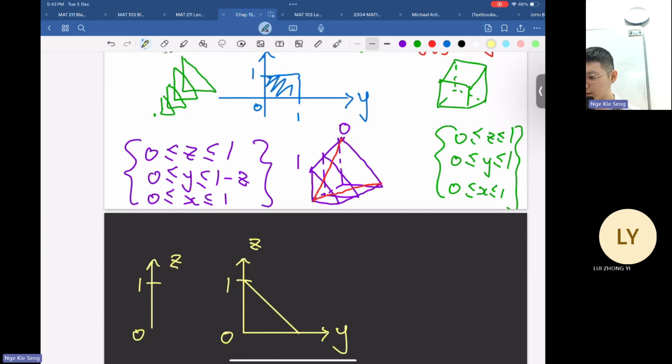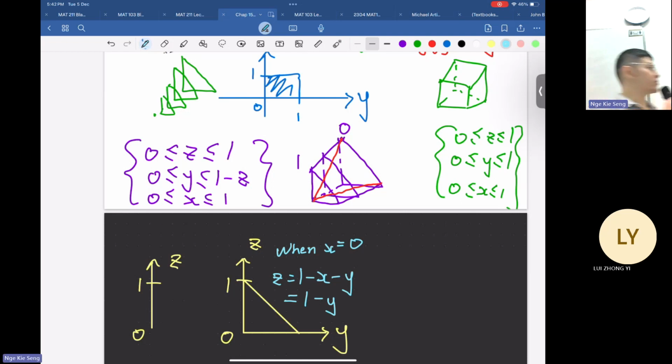So this is part of the surface of z equals 1 minus x minus y. But here, my x is equal to 0. So this surface here goes down to 1 minus y. Make sense or not? Because this is just a line. Initially it is a plane, but I just look at this line here, so it becomes a line. Okay. So this is the zy plane.